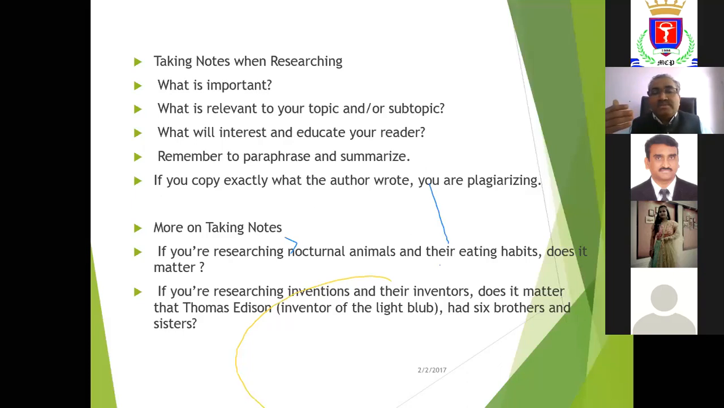Okay, if your research is on animals or something like that, you should know the habits of the animals, weight, everything, environment, external, everything. So that is also equally important. And if you are researching inventions and their inventors, does it matter, for example Thomas Edison, who invented the bulb, whether he had 6 brothers and sisters? What is not relevant, you should not focus on, but what is relevant should be focused on properly by all of you as a research planner or researcher. Then and only then our research will be of very good quality.